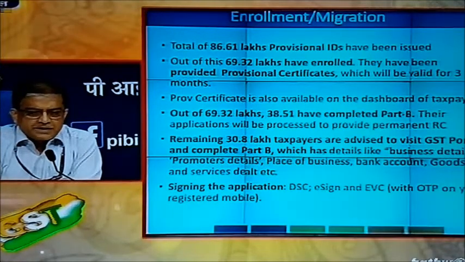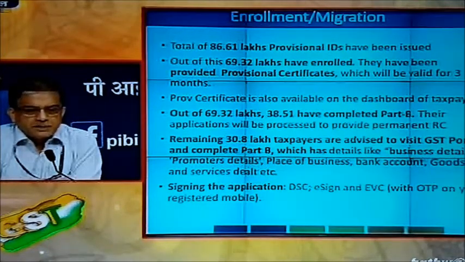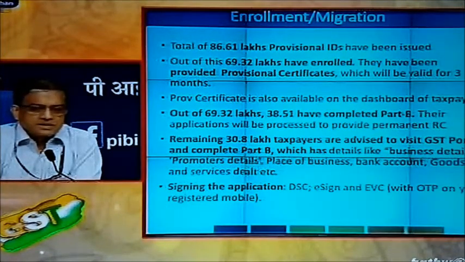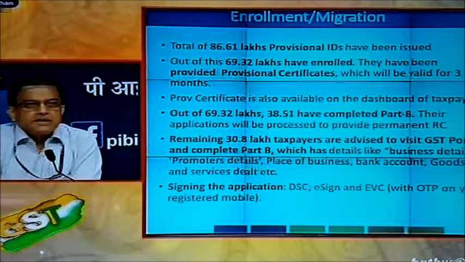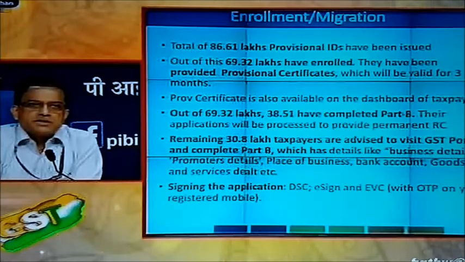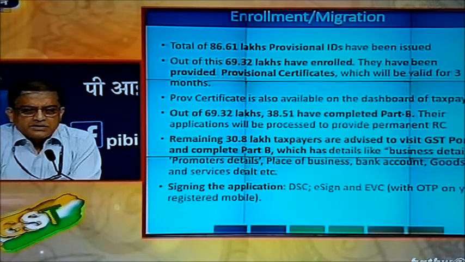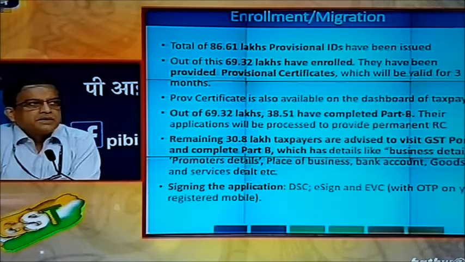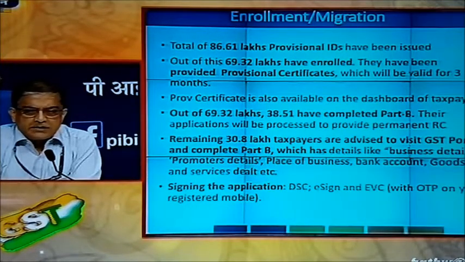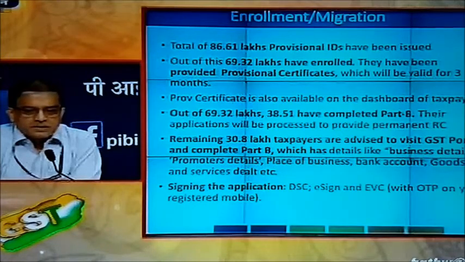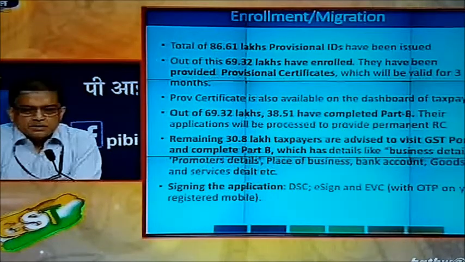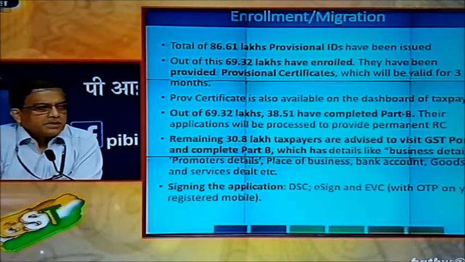Now, out of this 69.32 lakhs, 38.5 lakhs have also completed Part B. Part B is the one which you fill up, with those business details, promoters' details, etc. Then you become eligible for the permanent registration certificate, what we call RC, so that you can continue your business without any challenge. So we still have around 30.8 lakh taxpayers who are yet to complete Part B, and we are now sending them emails and SMSs requesting them to come to the portal along with those documents, fill up Part B, and sign the application.